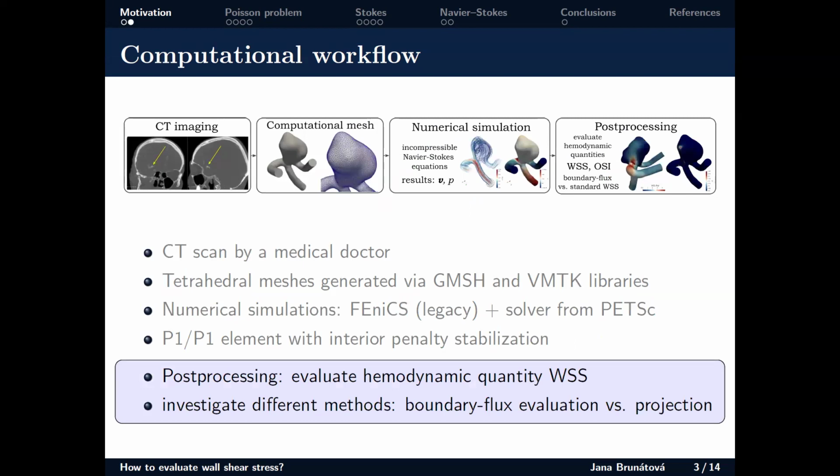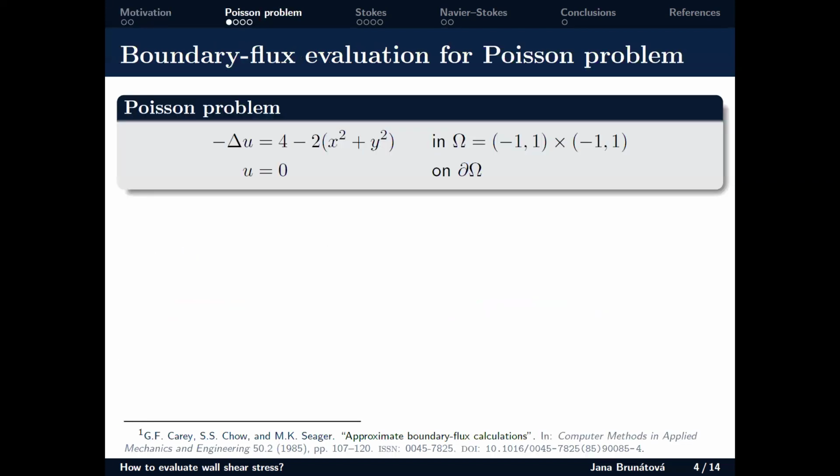And for this presentation, the key point is the post-processing. From the velocity and pressure, we can evaluate the wall shear stress. In particular, I will present two different methods for computing wall shear stress: boundary flux evaluation, a rather new method, I would say, and a standard method, which I will call the projection method.